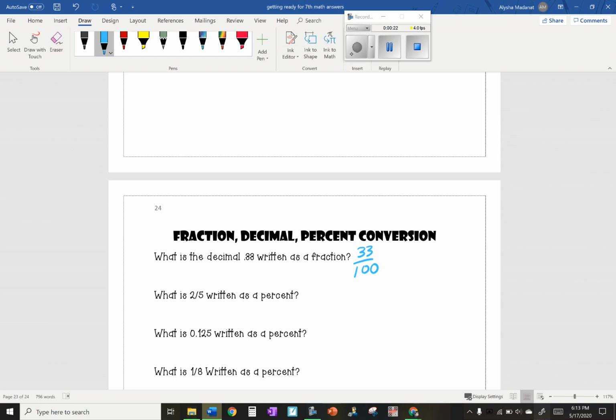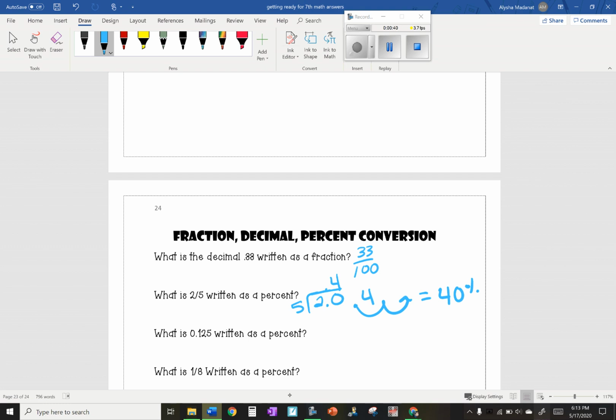And when you write a fraction as a percent, you're going to divide your numerator by your denominator, and that's going to give you 0.4. And then to make it a percent, you're going to move it 2 places to the right. So that's going to give you 40%.